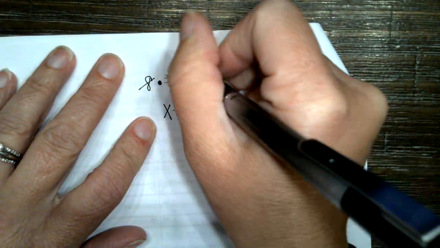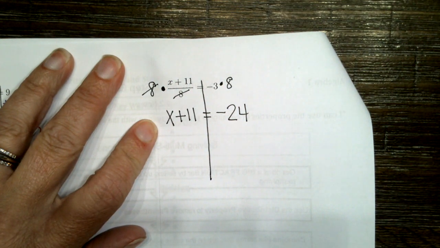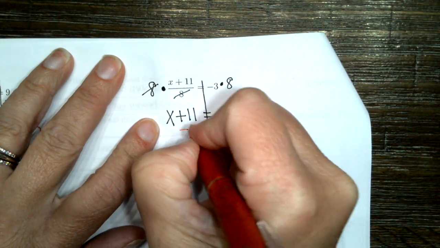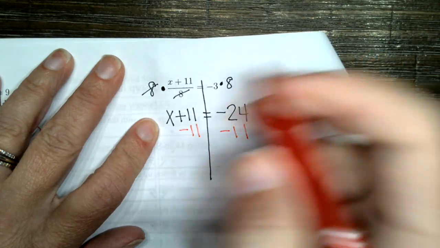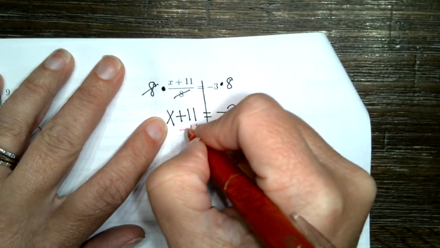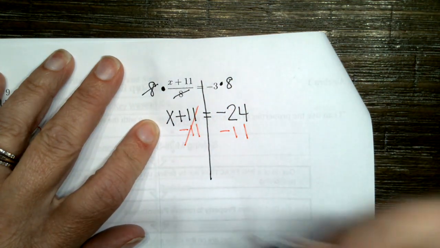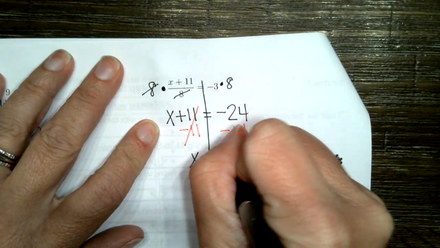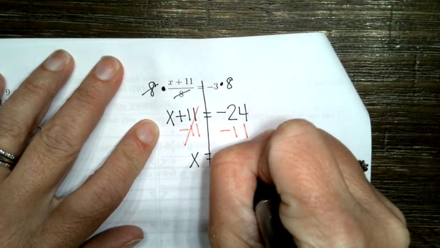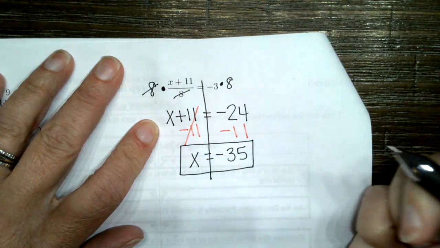Now, this is just a one-step equation now. I'm going to subtract 11, the constant, from both sides. Positive 11 minus 11 is 0. So I'm left with x is equal to negative 35. And that's my final answer.